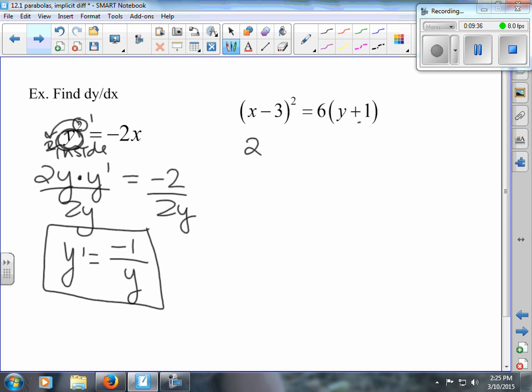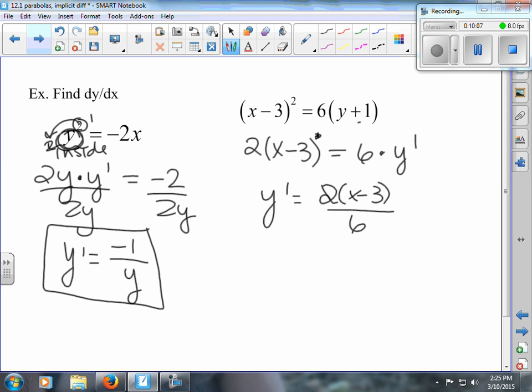So I'm going to do the derivative of the x minus 3 squared part. So that's 2 times x minus 3 to the 1. And then the derivative of my inside is 1. Equals 6 times the derivative of y plus 1, which is y prime plus 0, because the derivative of 1 is 0. And now to solve for y prime, I just need to divide both sides by 6. So it looks like I get y prime equals 2 times x minus 3 over 6. And that reduces to x minus 3 over 3.